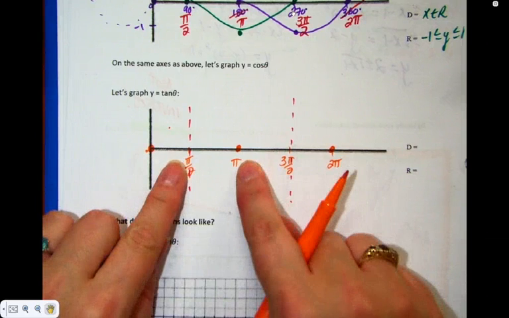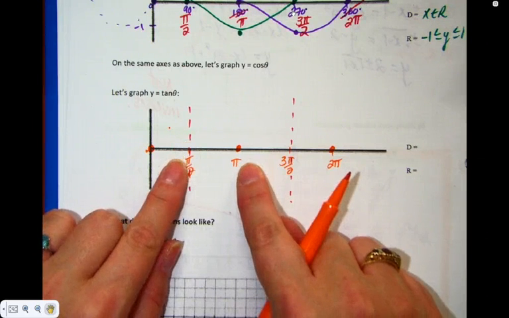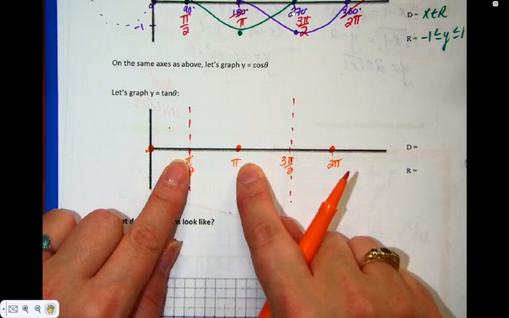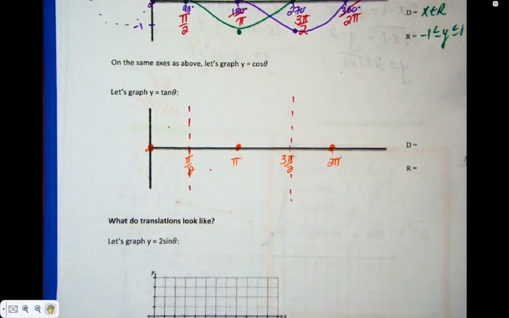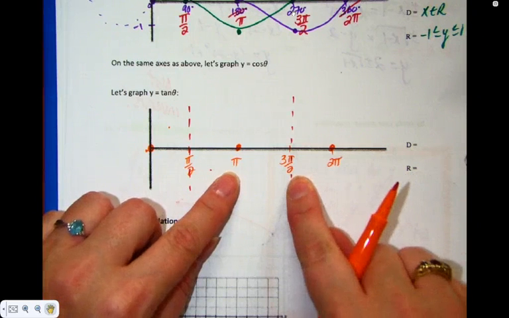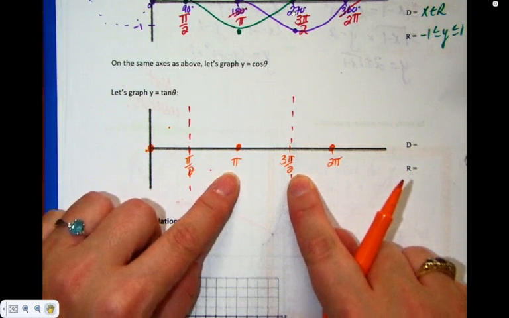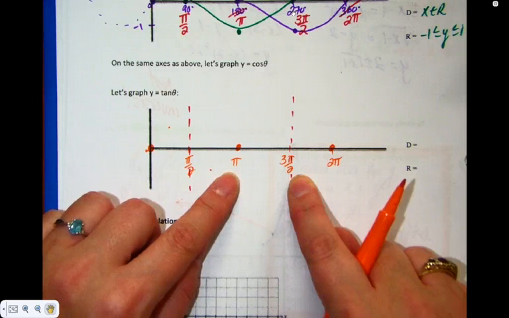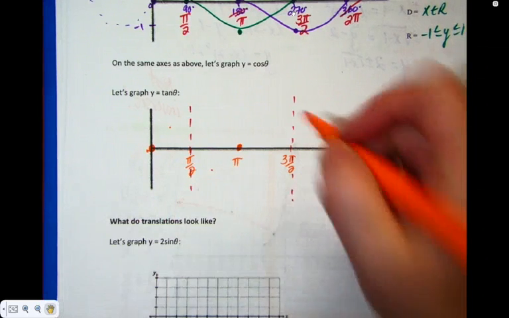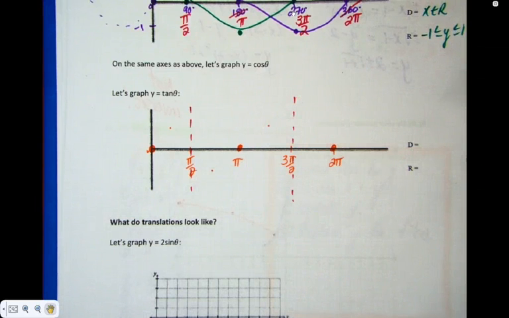From pi on 2 to pi, that's the same from 90 to 180, so that's quadrant 2. What do you know about tan in quadrant 2? It's negative, so I'm going to put a dot below the x-axis. I don't know exactly where it is, I don't care, I just know it's a negative value. Pi to 3 pi on 2, that's the same as 180 to 270. 180 to 270 is quadrant 3. Tan in quadrant 3, positive, so a dot above the x-axis somewhere.